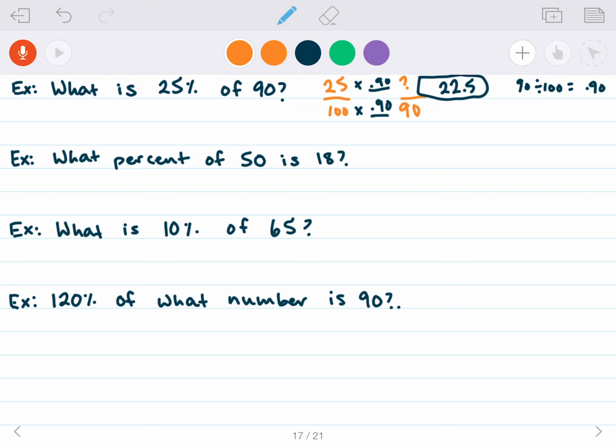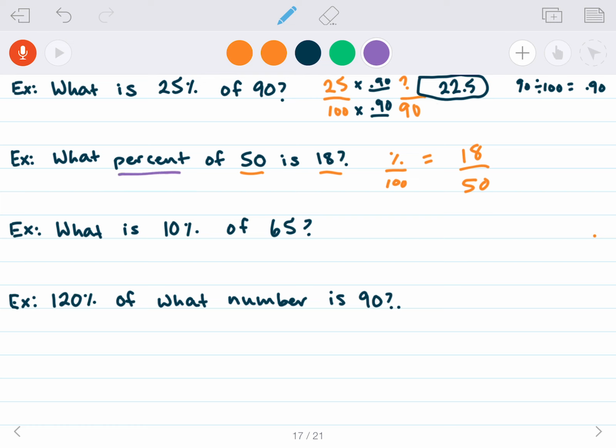What percent of 50 is 18? Let's do our setup. Percent out of 100 equals part out of whole. What comes after "of" is our whole. That's 50, so 50 goes in place of whole. What comes after "is" is my part, so that's 18.